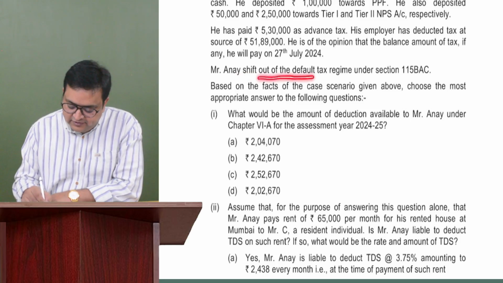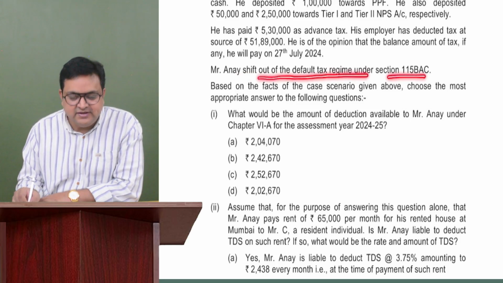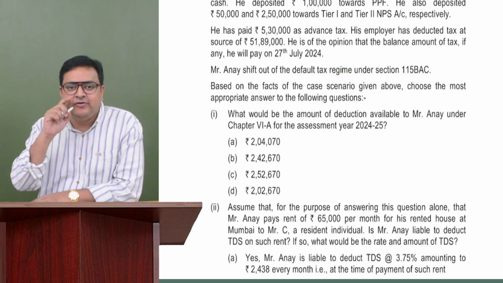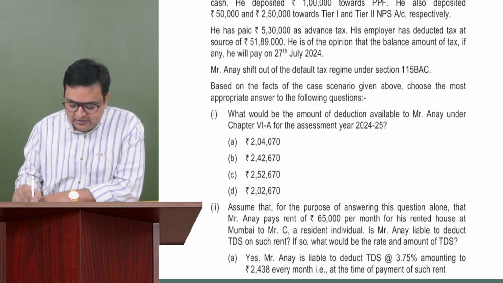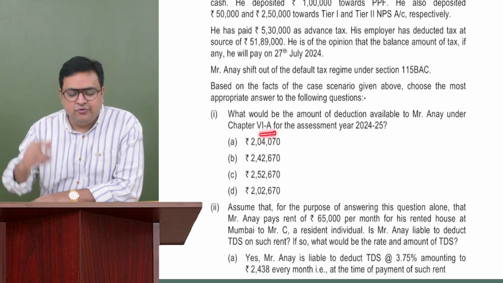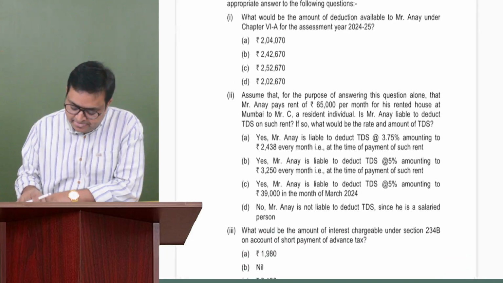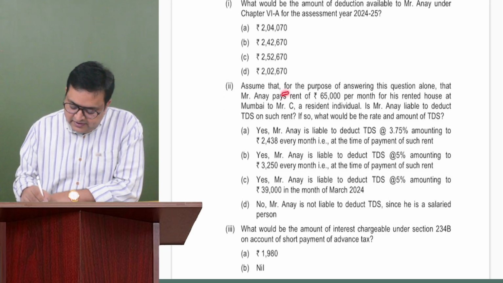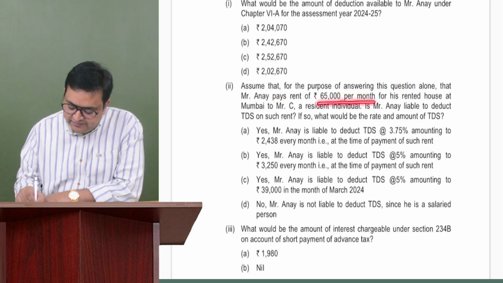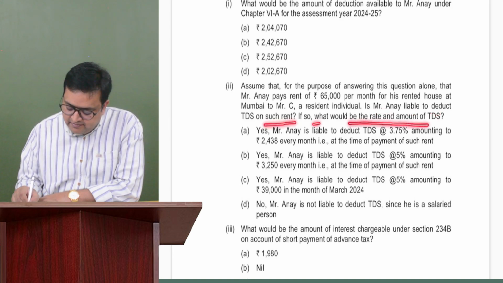Anay shifted out of the default tax regime under 115BAC. So he is not opting for 115BAC, he is opting for the optional regime. So we need to compute his Chapter 6A. So all these deductions from 80C to 80U could be available to him also. Second question says, assume that for the purpose of answering this question alone, that Anay pays rent of 65,000 per month for his rented house at Mumbai to Mr. C, a resident individual. Is Mr. Anay liable to deduct TDS on such rent? If so, what would be the rate and amount of TDS?